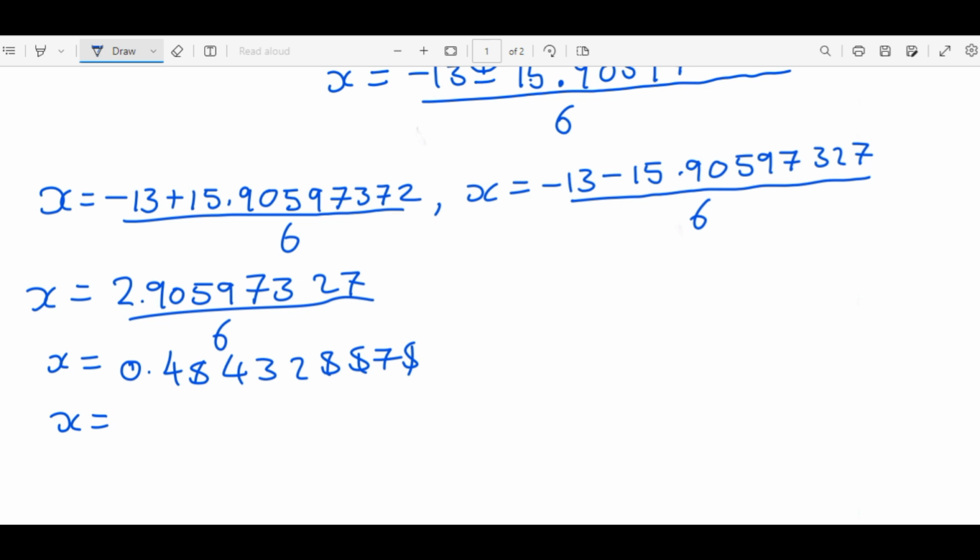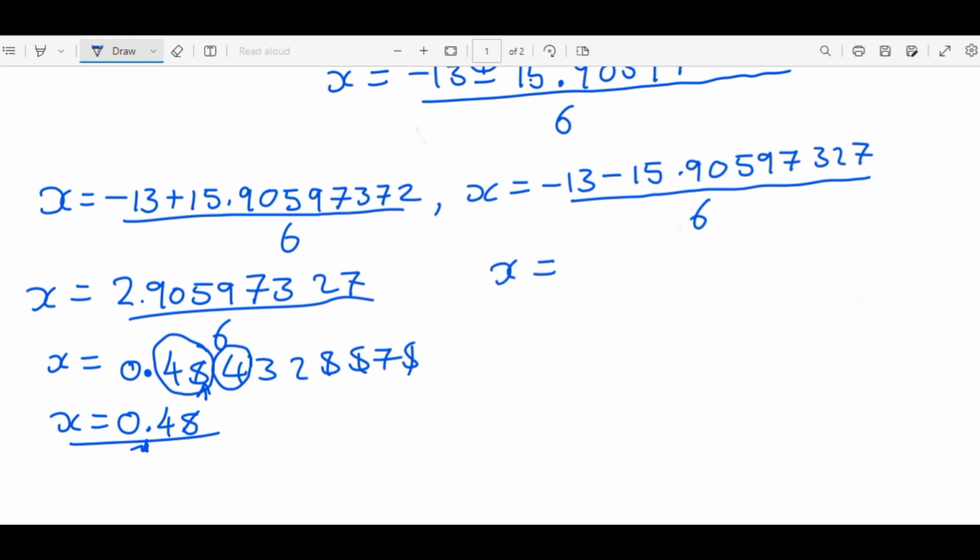So 2 decimal places, we just want 2 numbers after the decimal. So the second number from the first number is 8. After 8, the number that we have is 4. 4 is less than 5, so we are not going to add any number. So this is our final answer.